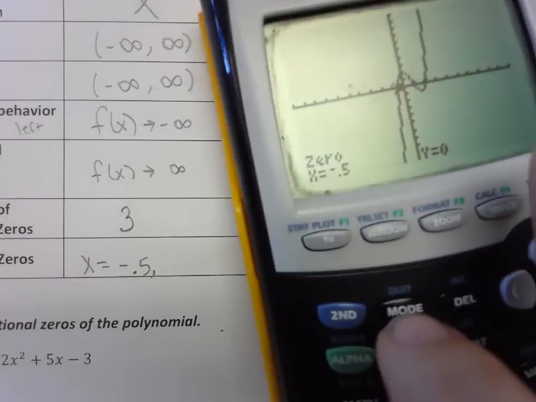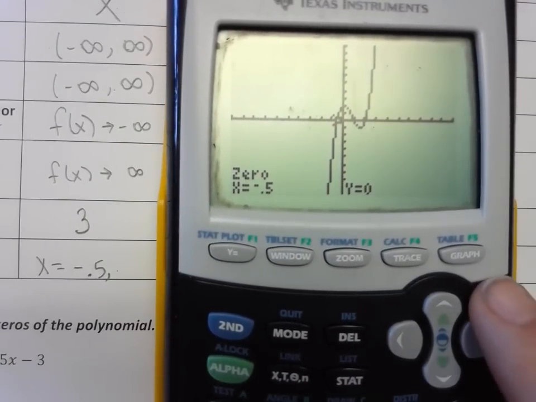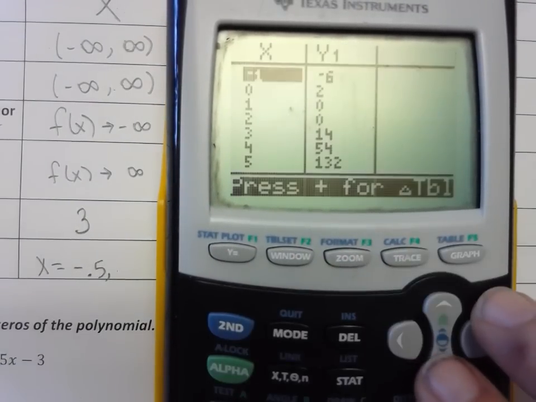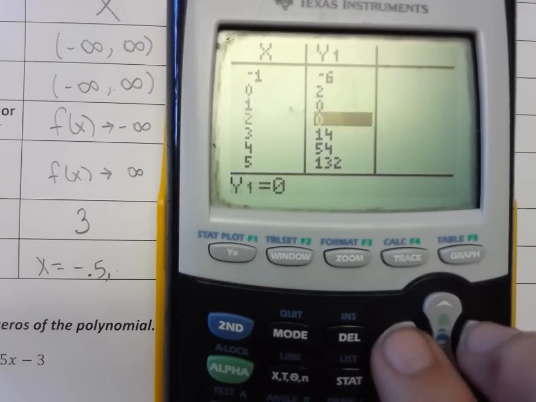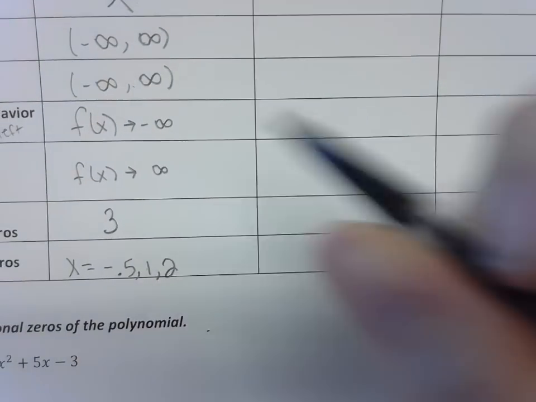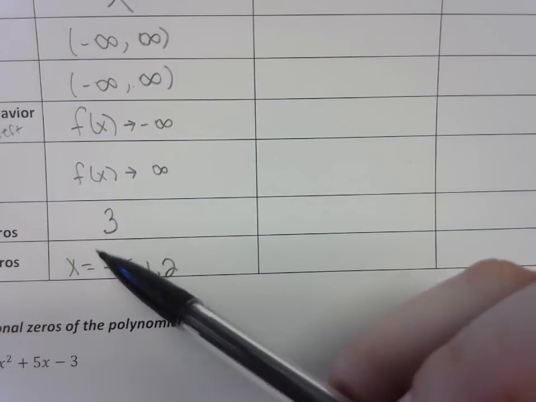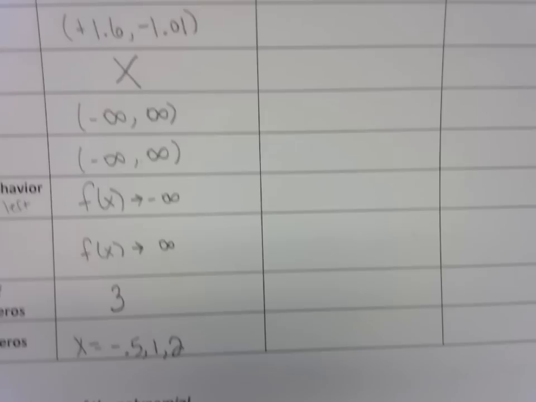Okay, let's try another one here. That looks like it's at 1 and looks like it's at 2. Remember, we can always double check that in our table. Oh yeah, look, there's one at 1, there's one at 2. So I don't even have to do the other function thing. So 1, 2. And I know I've found them all because I should have a maximum of 3 zeros. Let's move on to the next one.